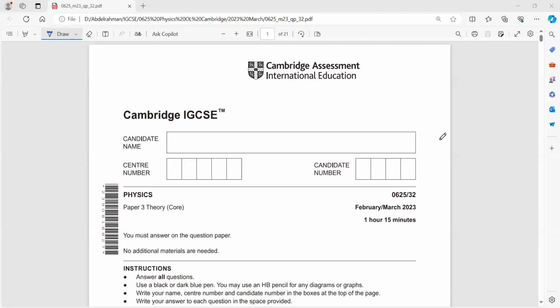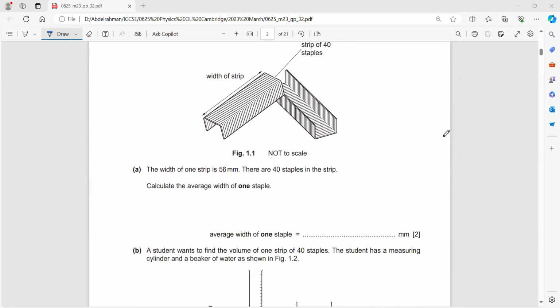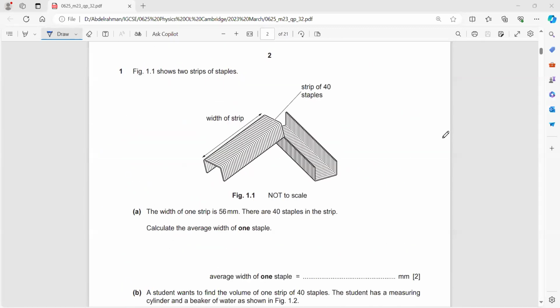Okay. February, March 2023, paper 3, variant 2. Question 1. The width of one strip is 56 millimeters. There are 40 staples in the strip. Calculate the average width of one staple. How can I find the average width of one staple?